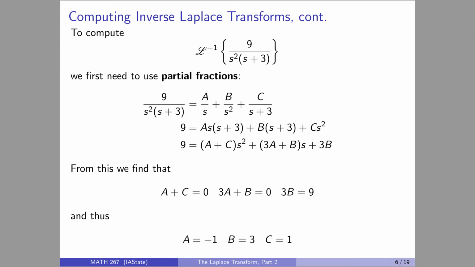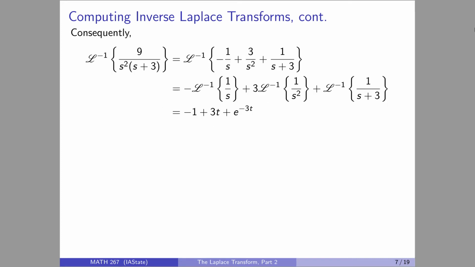Alright, now that we got A, B, and C, we've done the partial fractions. The inverse Laplace goes very smoothly. There's not much that I've got to do here. It splits up like this. We solve for the coefficients A, B, and C. And inverse Laplace is linear, so you can pull out any constants and break it down to whatever terms you want. Inverse Laplace of 1 over s is 1, inverse Laplace of 1 over s squared is t, and that's it.